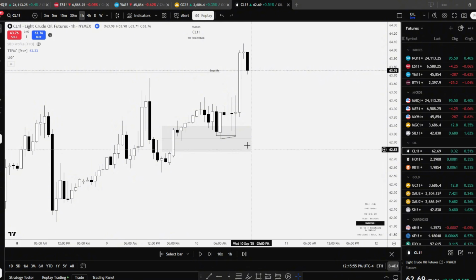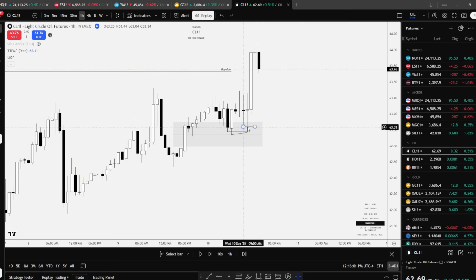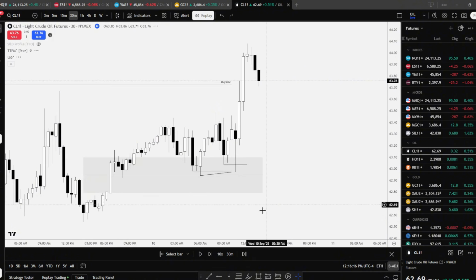Heading down here, what happens here at 10? We take out this hourly low. So we now have a candle that took out the candle's low, and we have a 6 a.m. reversal, and we are expecting 10 a.m. continuation to the high. And we now have 10 a.m. taking out 9 a.m.'s low. If we head down to the 30, we can see the same thing happened here at 10:30. We take out this 10 a.m.'s low, and we close back inside for our reversal candle.